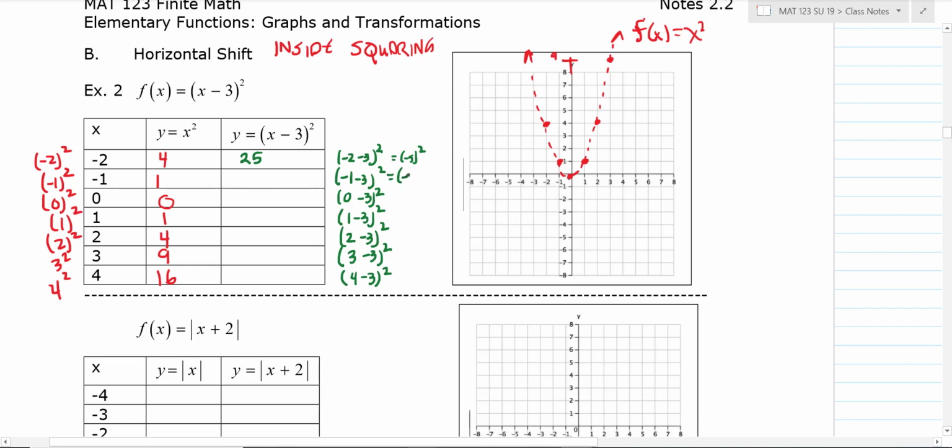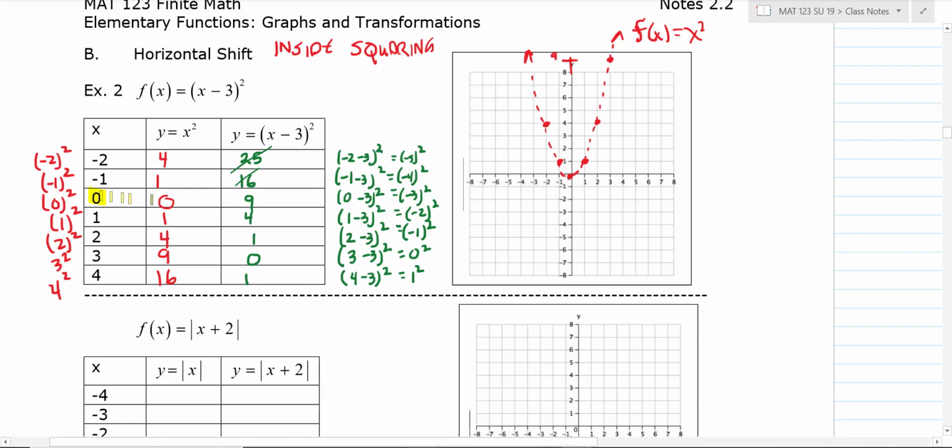This one is negative 4 to the second. So that's positive 16. This one is negative 3 to the second. So it's 9. This one is negative 2 to the second, so that's 4. You'll start kind of seeing a pattern on this. This is negative 1 to the second, which is 1. This is 0 to the second, which is 0. And the last one's 1 to the second, which is 1. So we'll plot as many of these points as we can. Let's just forget about this one and just focus on plotting these.